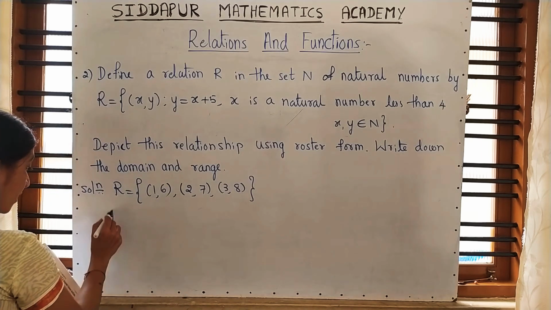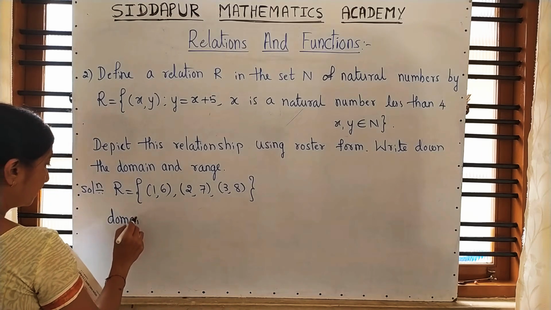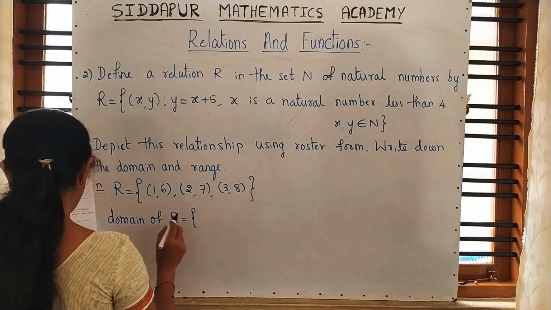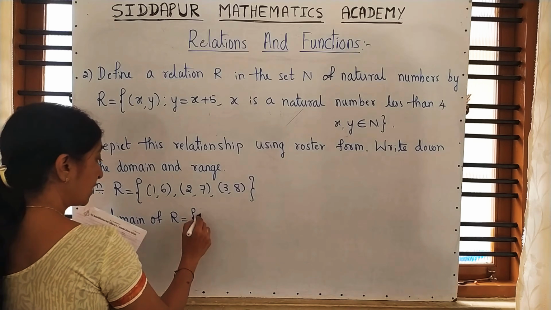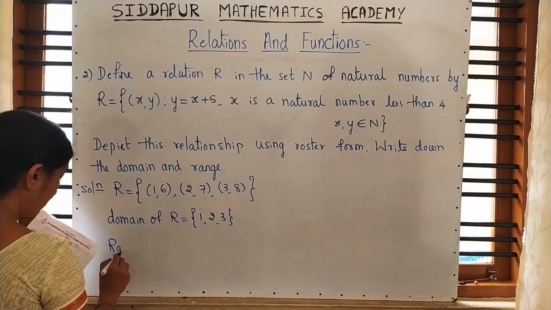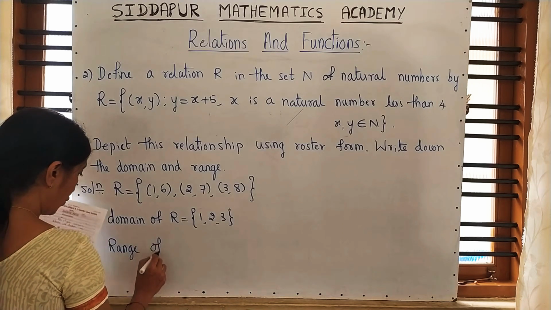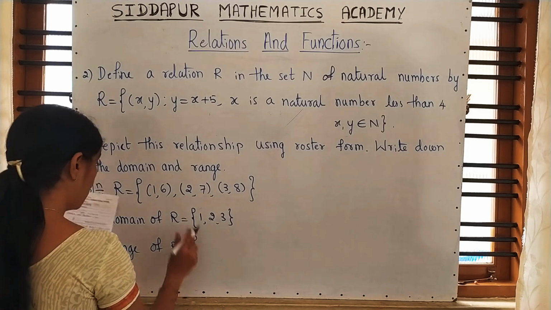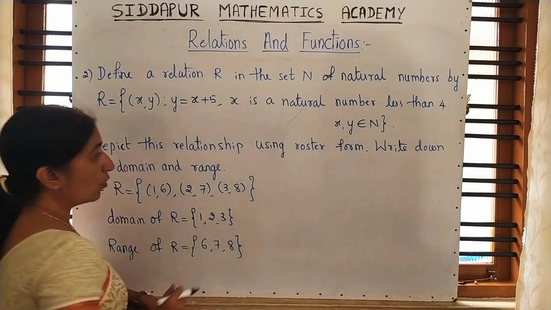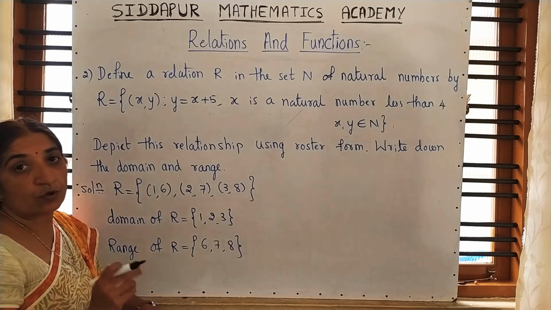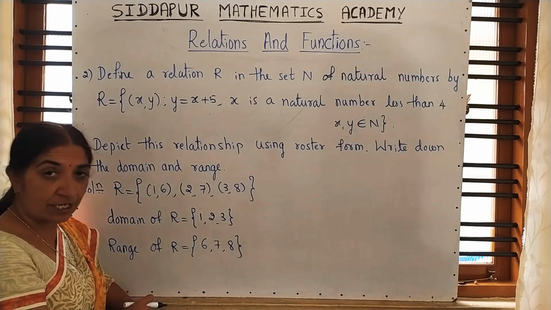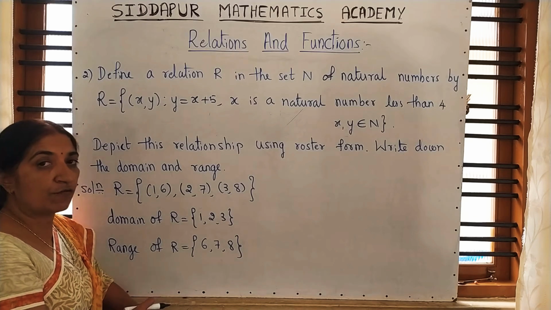We have to write the domain of this. Domain of R. What is the domain? We have to write all the first elements in the ordered pairs. And range of R, write the second elements. Suppose they ask the codomain, what will you write? Codomain is nothing but the second set. The second set is also the set of natural numbers. So the codomain is the set of natural numbers.